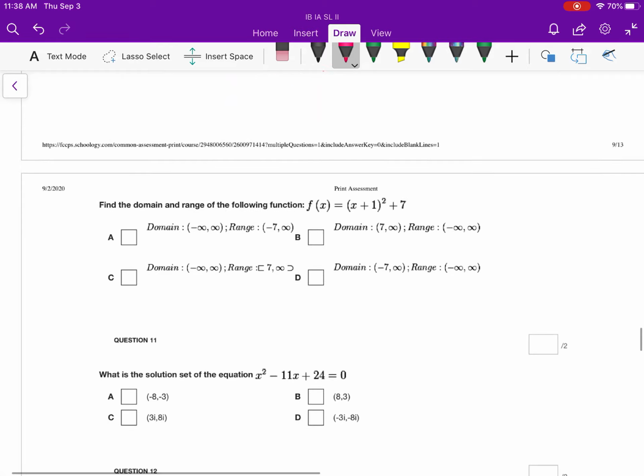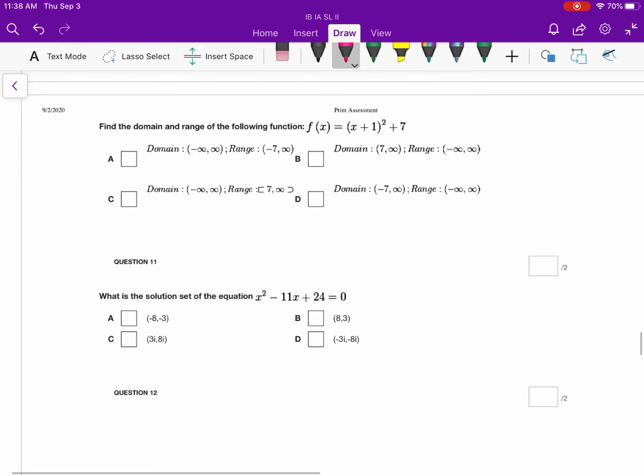All right. Domain and range, if you looked at this as a graph, this is a parabola with a vertex at negative 1, 7, something like that. So our domain for all quadratics is all reals. Our range in this case is anything above and including 7. So just make sure you have the bracket because it includes 7.